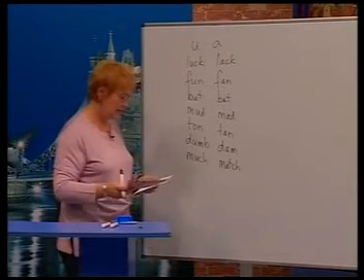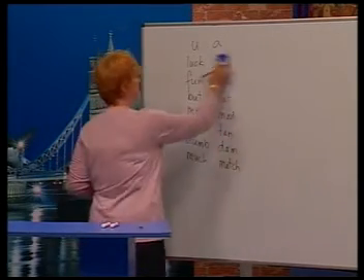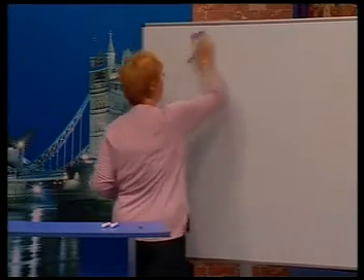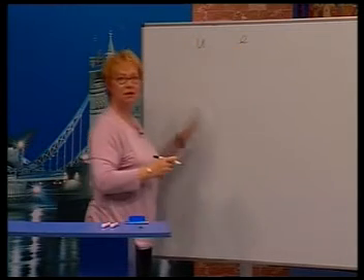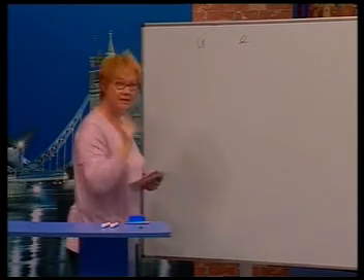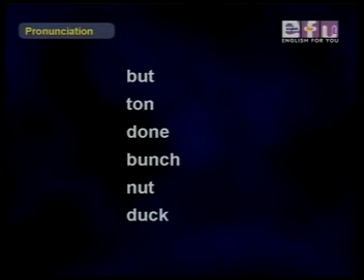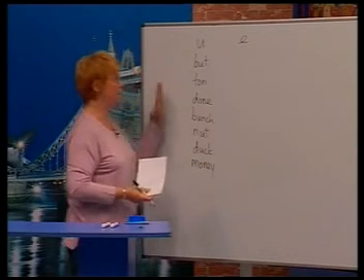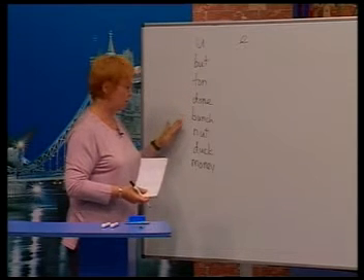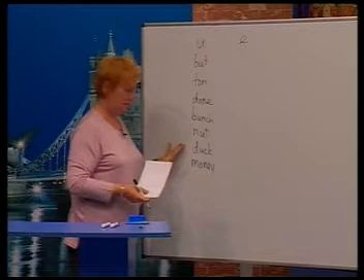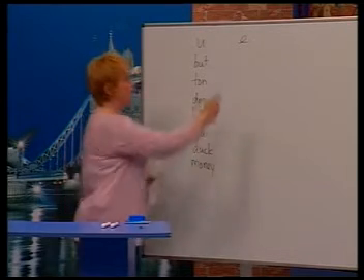Okay? Now, let's look at a different list. This time, we're going to do the short u sound and the short e sound. Okay, here's the first list. But, ton, done, bunch, nut, duck, and money. Okay, again. But, ton, done, bunch, nut, duck, money.